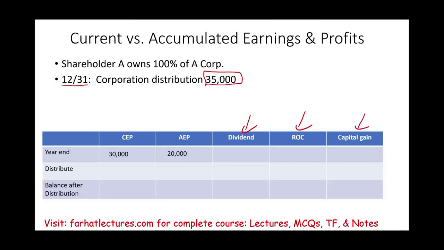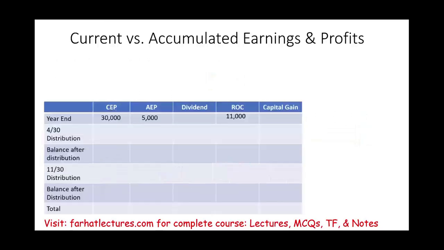Well, of the $35,000, the first thing we're going to say, $30,000 is definitely dividend, and that's going to make CEP go down to zero. Well, we still have $5,000. The $5,000 comes from AEP, and that's also dividend, and we're going to have remaining AEP of $15,000. So the whole payment is dividend.